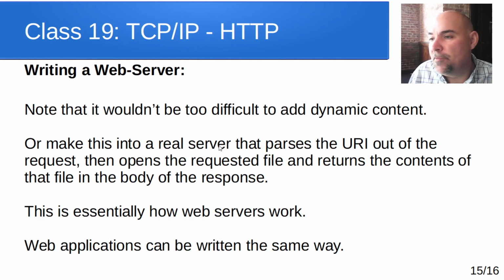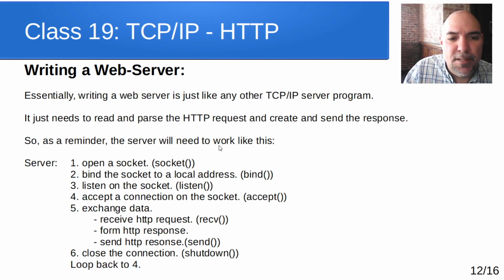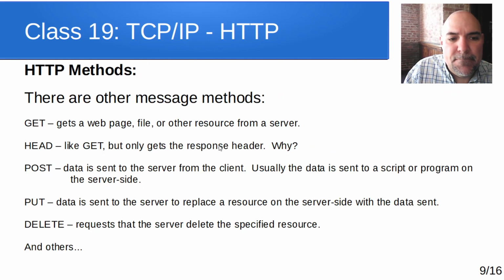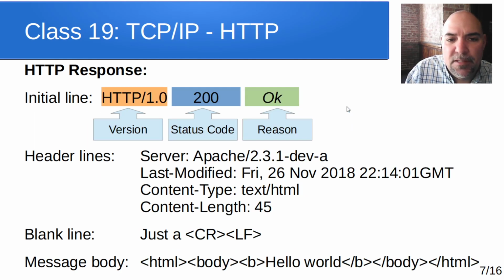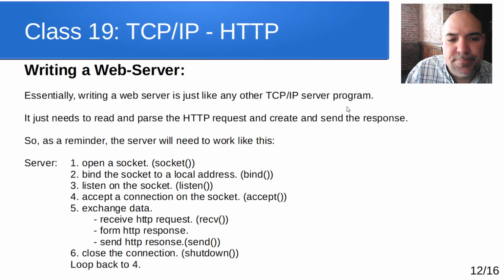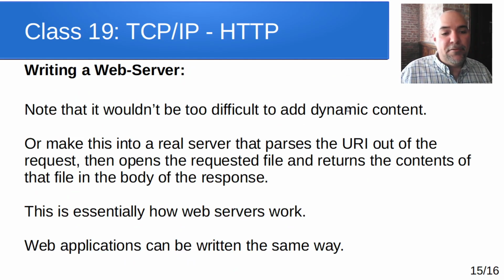Or to make that into a real server that parses out the URI part of the request, which, if you'll remember, is right here. So we just need to parse that out. And since this is based on spaces, you can basically just tokenize this and say, get the part after the first space and up to the second space. And then return the contents of that file if you have that file. If you don't have that file, then you could return a 404 error. And that's essentially how all web servers work, that they all follow that process.